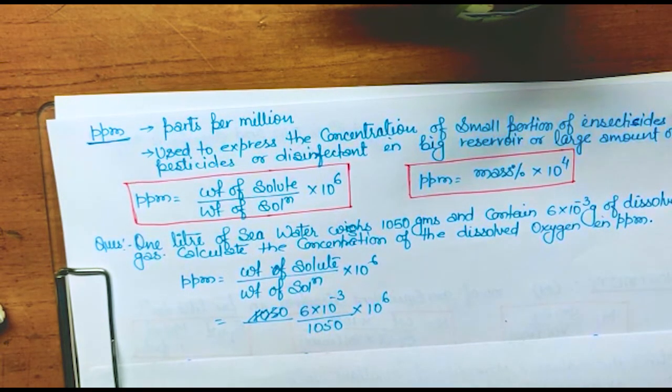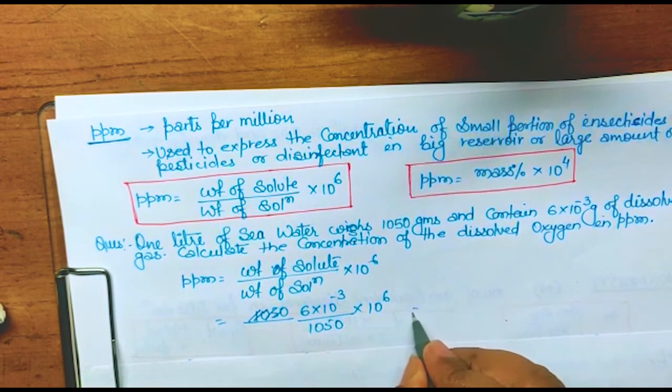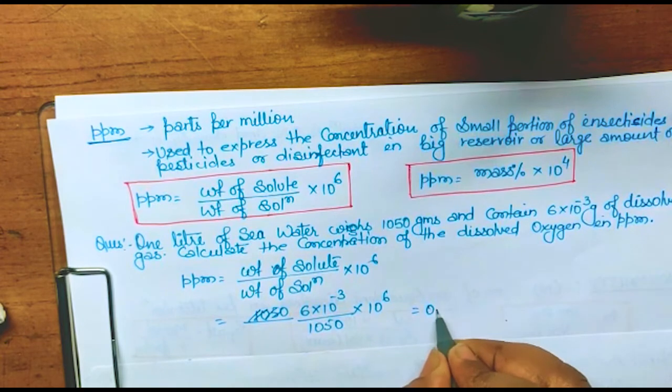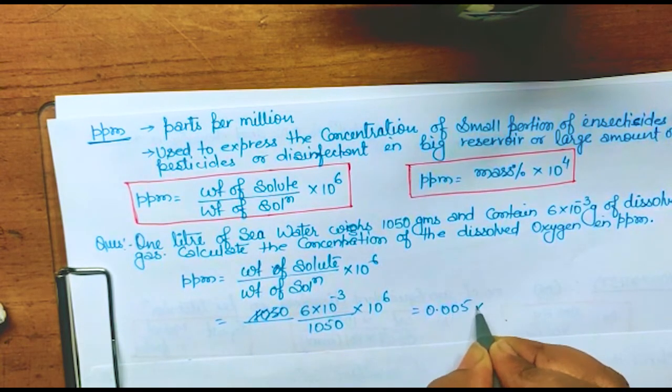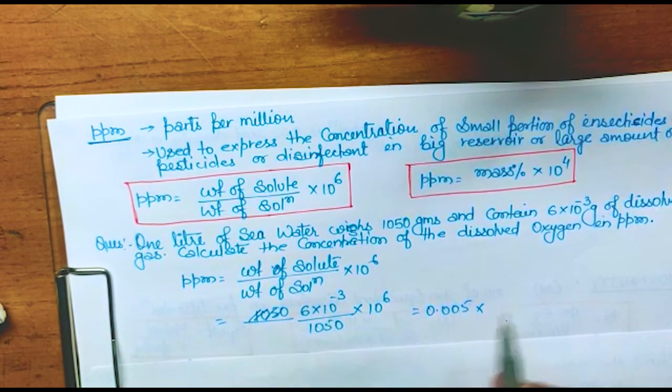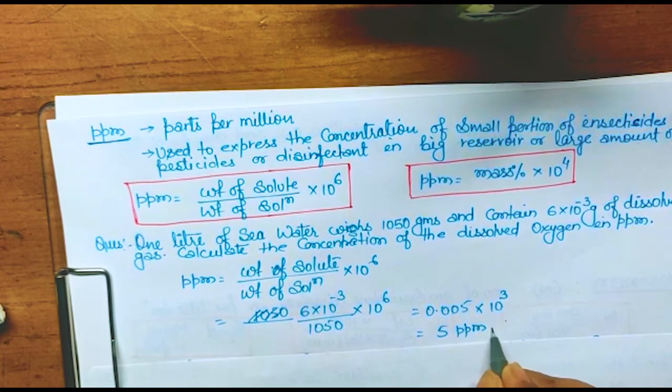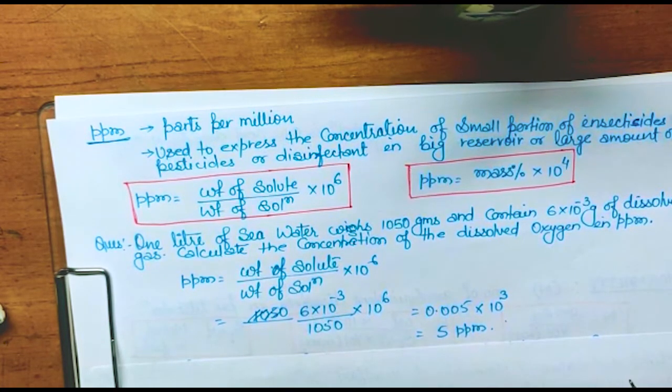So let's do this. Okay, so it will be 6 divided by 1050. If I am doing it, I am getting 0.005 into 10 to the power 6, and minus 3, so it will be 3, isn't it? So what will be the answer? 5 ppm. Clear? So this is the question based on ppm.